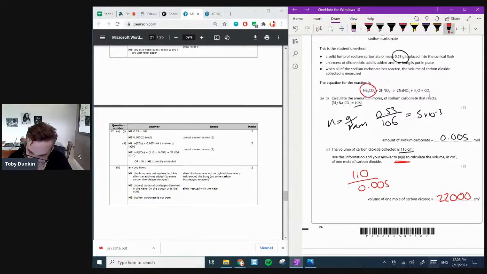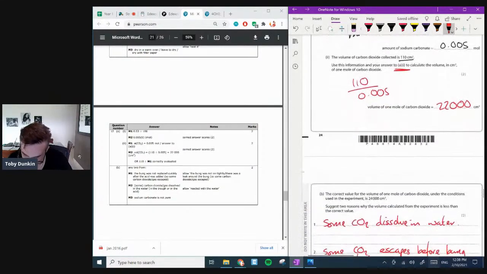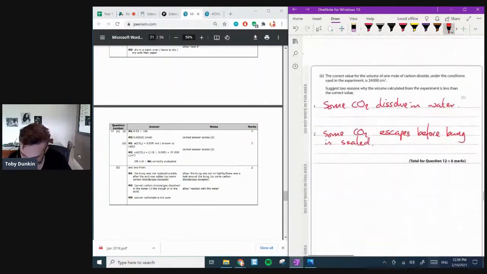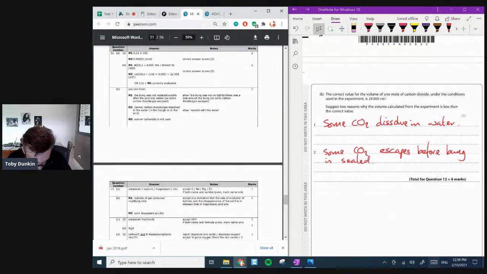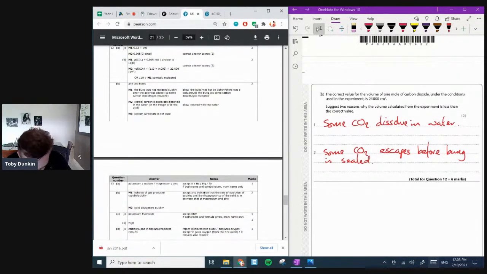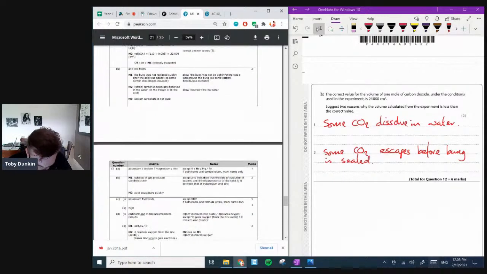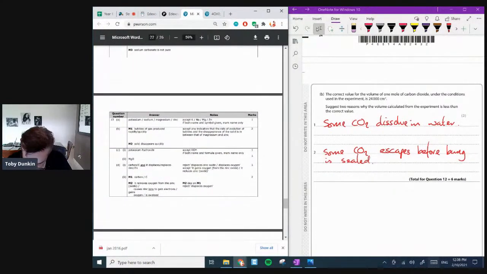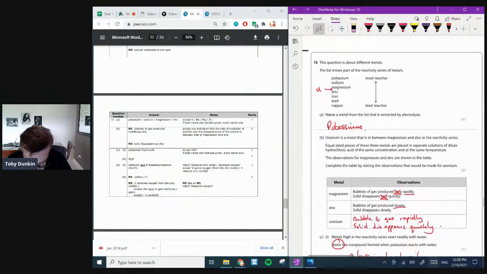It was sodium carbonate. That's a 1-to-1. Aha! Found it at last. RTFQ. Read the question. Some dissolves in the water. Bung was not placed on quickly enough. Carbon dioxide dissolves. Impurity. I'm glad I found out where my mistake was there.